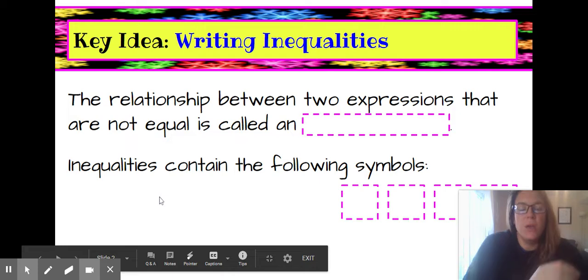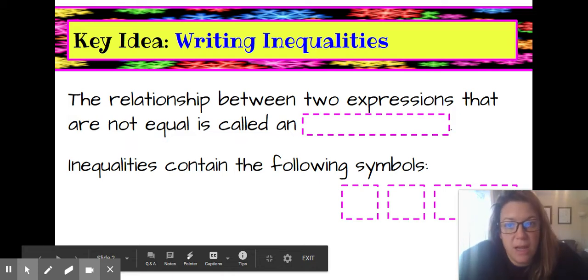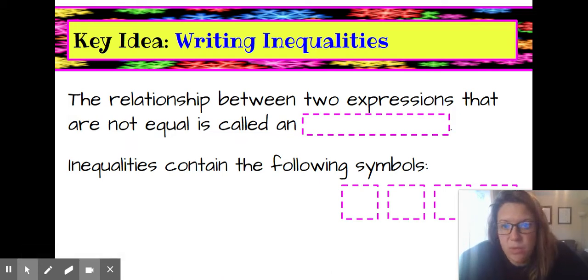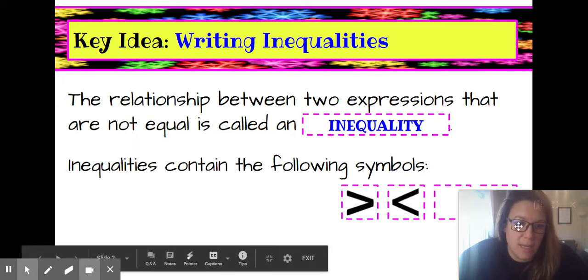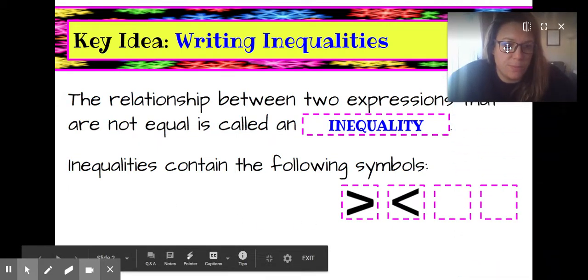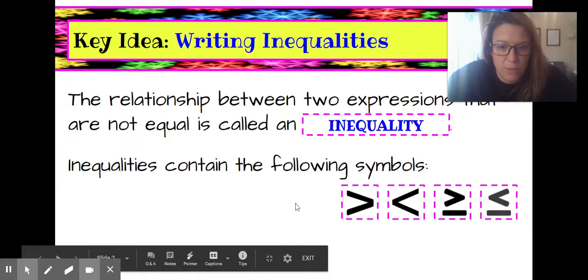All right, so we're going to talk about inequalities today, and writing them. An inequality is just a relationship between two expressions that are not equal to each other. So there's no equal sign in these. It has the following symbols: greater than, less than, greater than or equal to, and less than or equal to. So those are all in the inequalities.